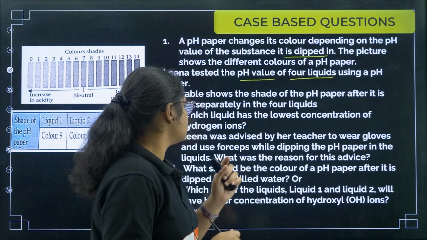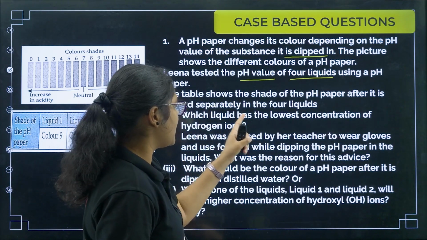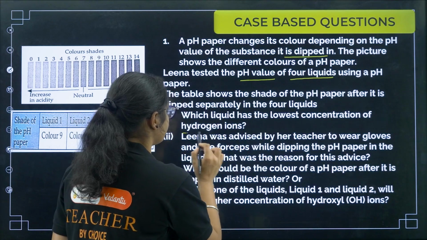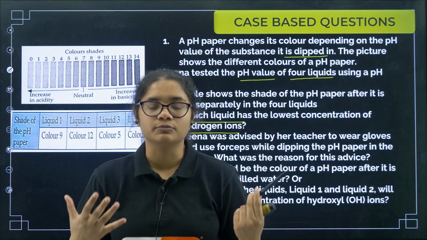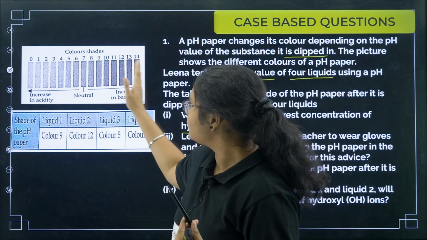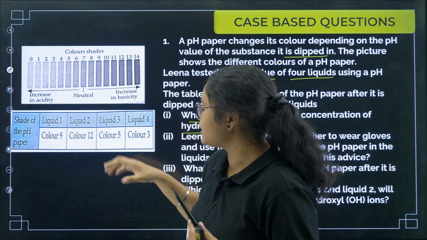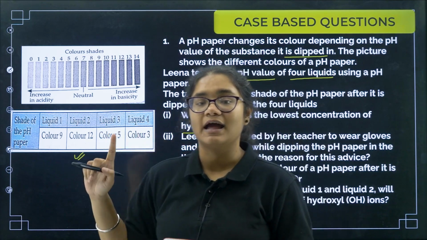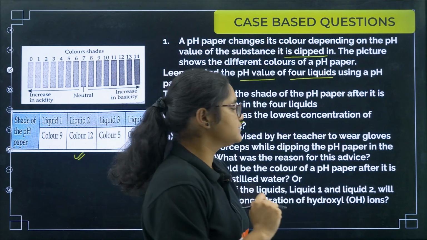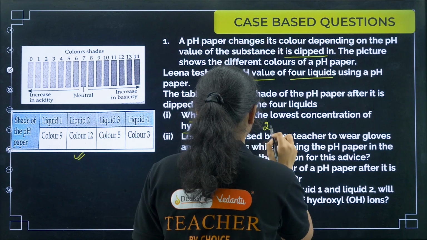The question here is which liquid has the lowest concentration of hydrogen ions. Now, lowest concentration of hydrogen ions means it should be very basic in nature, and towards this side the basic nature is there. So I can say that liquid 2 is more basic, so that is why it will have the least concentration of H+ ions. So that is your liquid number 2.